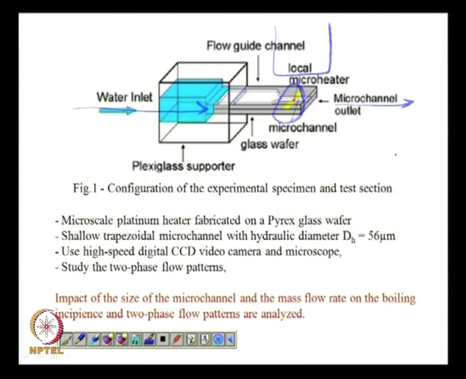Essentially, the setup that we are describing is a Pyrex glass with a hydraulic diameter of about 56 micron. So, we are in the micro scale, definitely not in the nano scale, and we would like to see the impact of the size of the microchannel and mass flow rate on the boiling phenomena. So, let us see what we get.